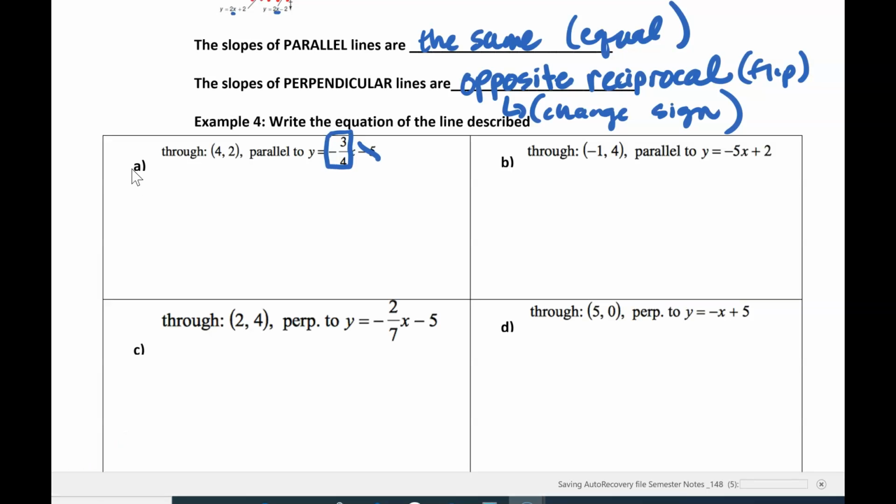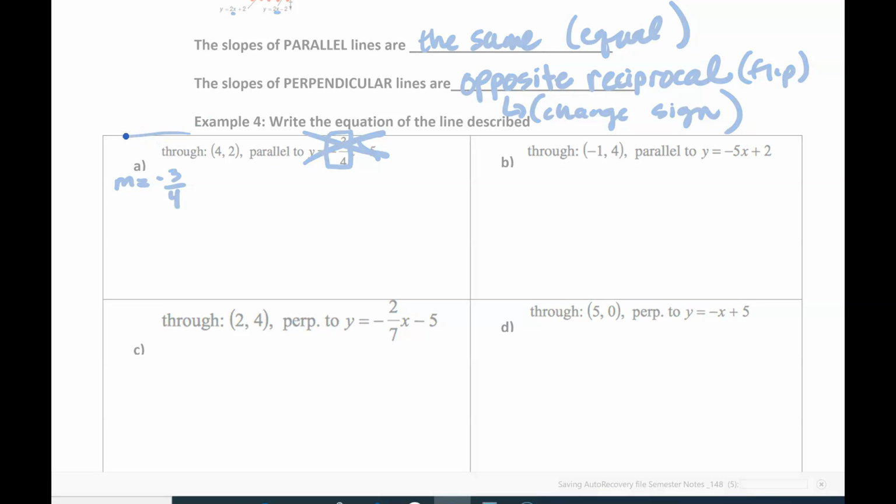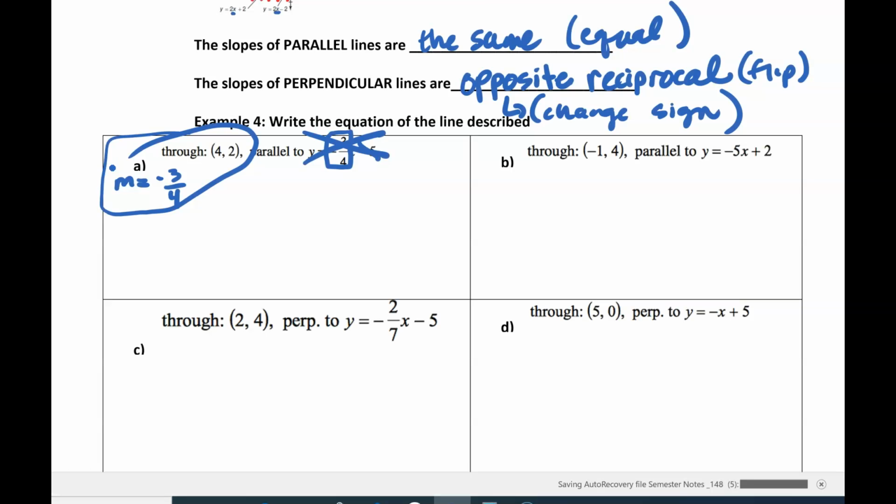Okay, that's better. So I'm going to write down slope equals -3/4. Now I'm done with that line. I don't even need it anymore. So now I've got the information that I need to find the equation of a line. This now is the exact same type of example that we did before. So we can write y equals mx plus b.